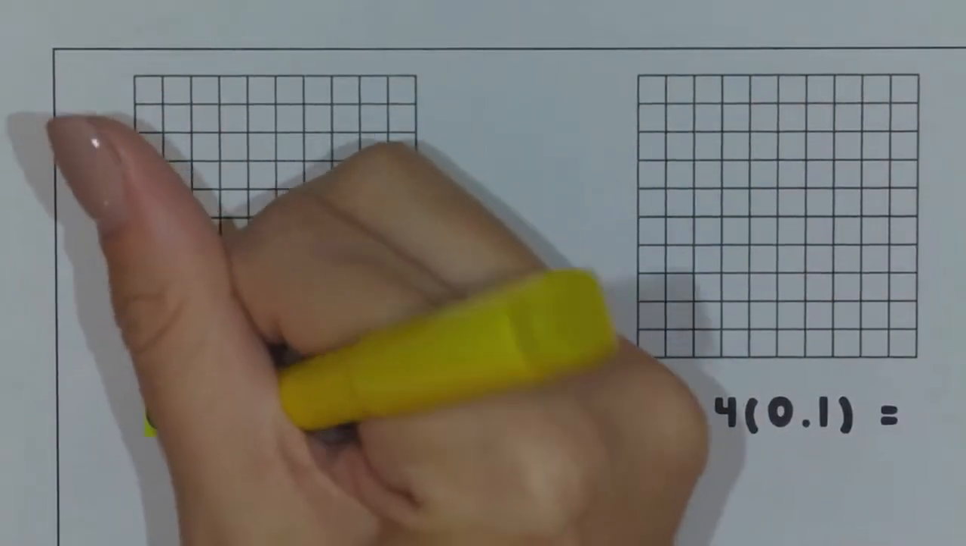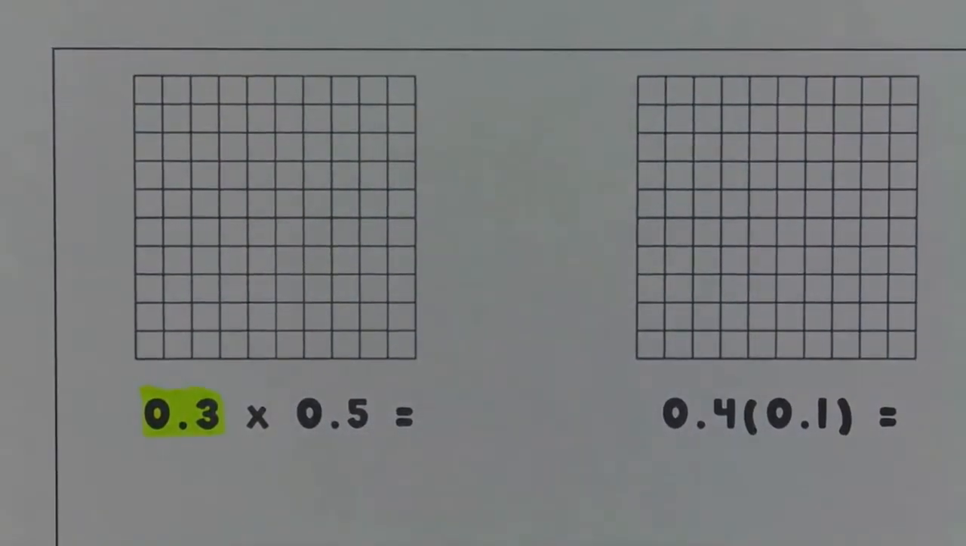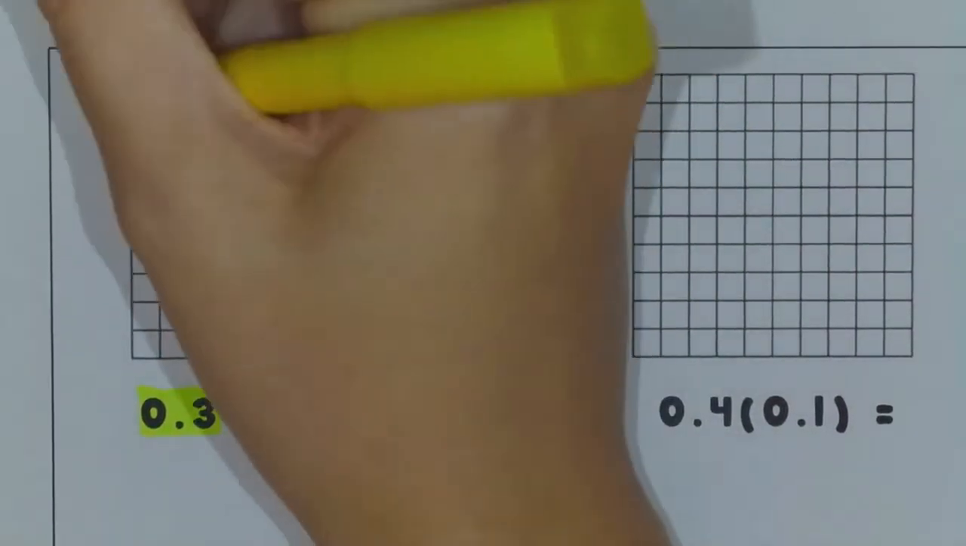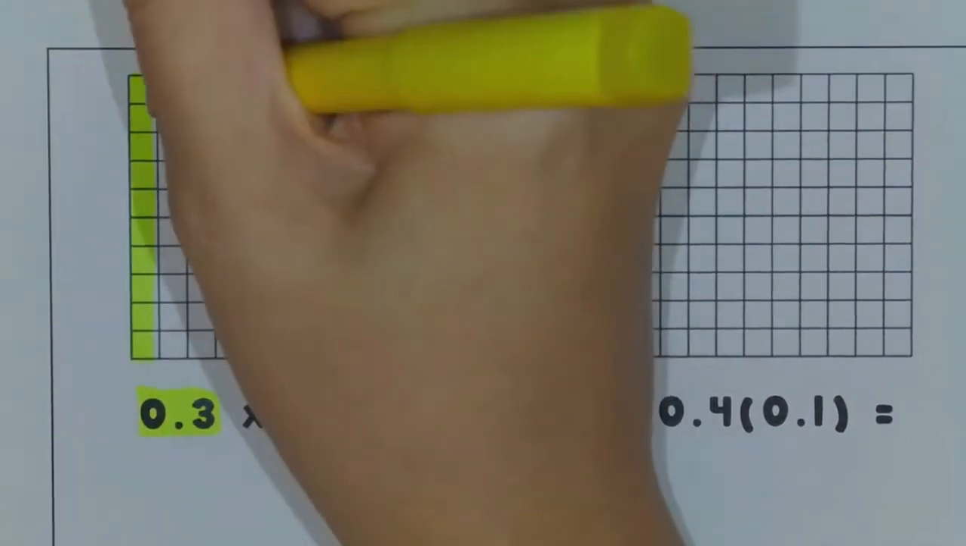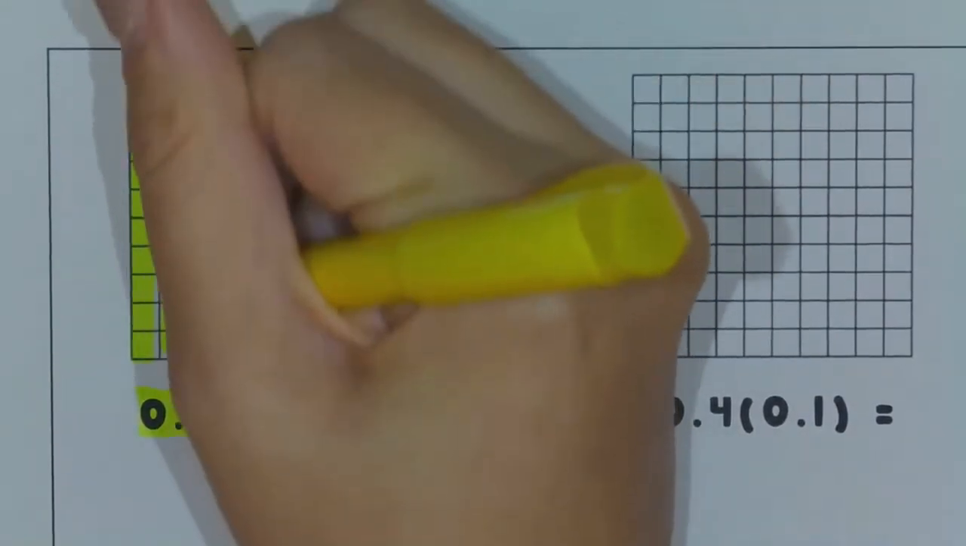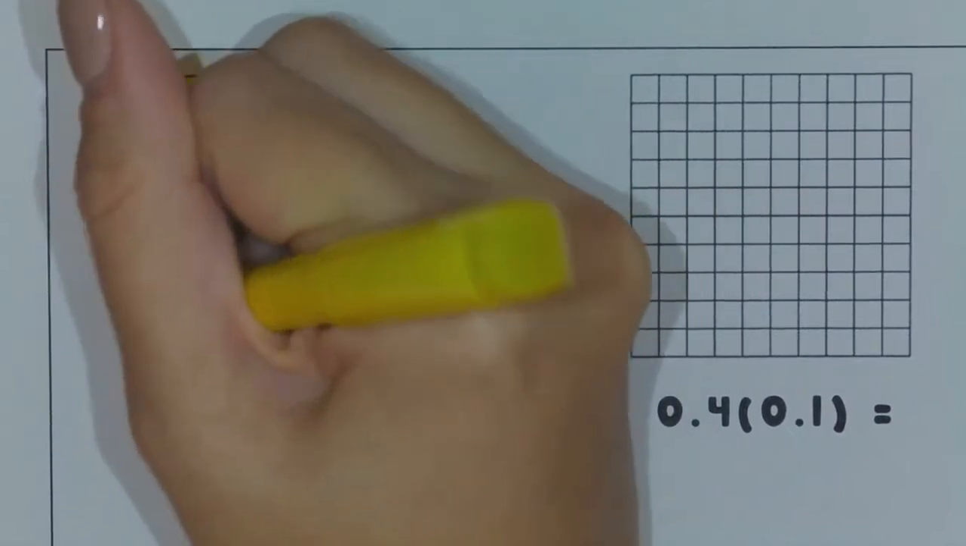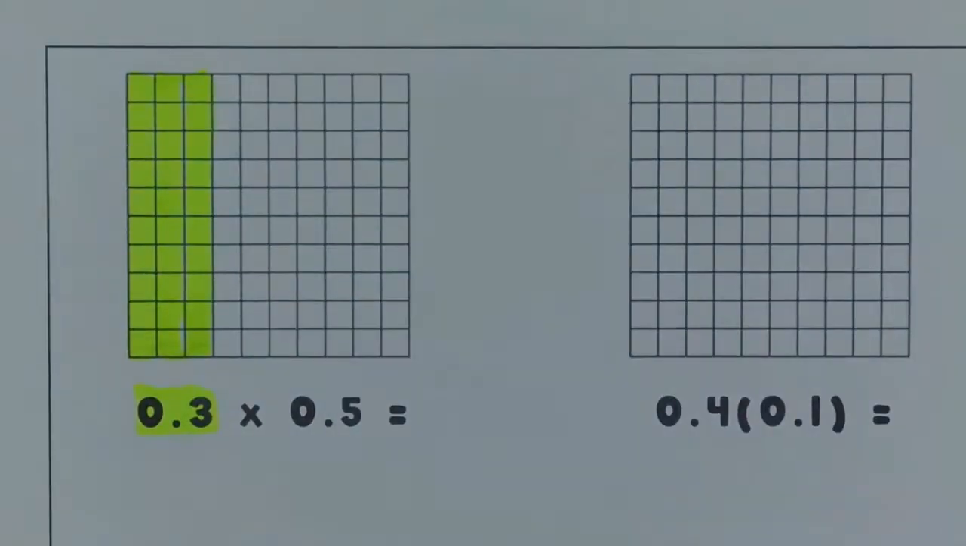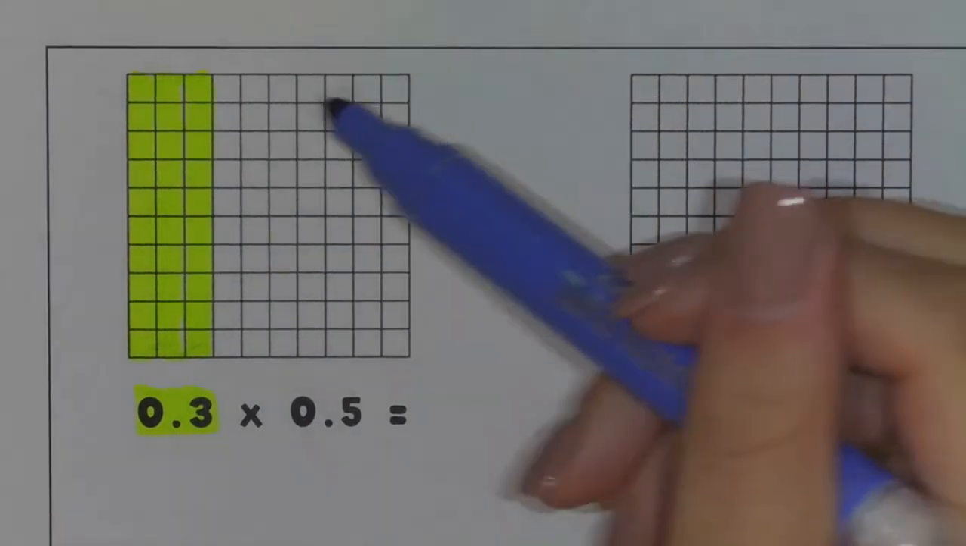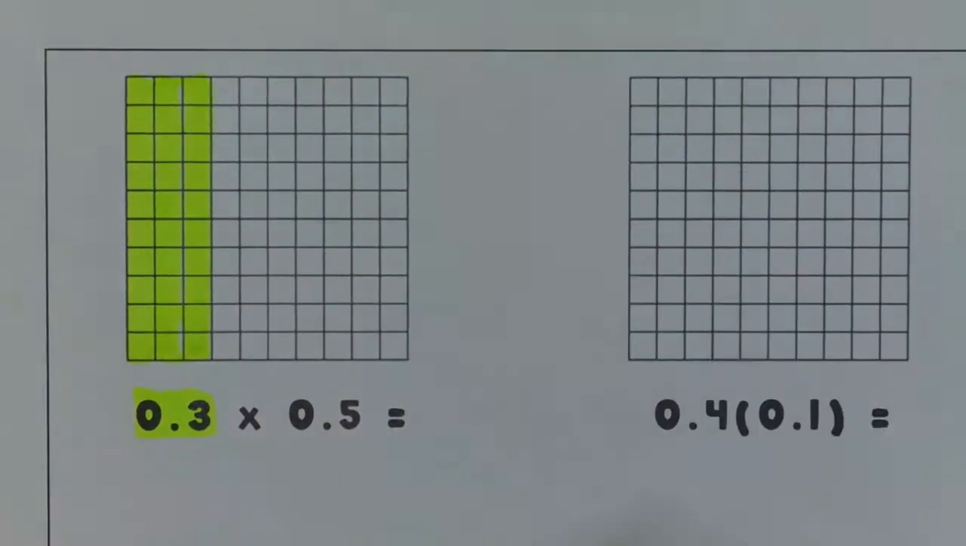So I'm going to use my yellow to represent the 3/10, and I'm going to shade in vertically 3/10. So there is 1, 2, 3/10. Okay, now what's happening here is when I do decimal by decimal multiplication, we're only looking at a part of the part, okay, right? Because I don't have one whole object here. I only have 3/10 of that object, but I only want to look at 5/10 of that object or half of that object.